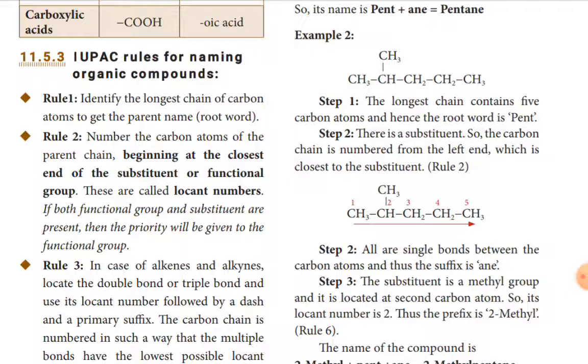First rule is we have to identify the longest chain of the carbon skeleton. Then the second rule is numbering the carbon atoms based on the presence of functional group or substituent.